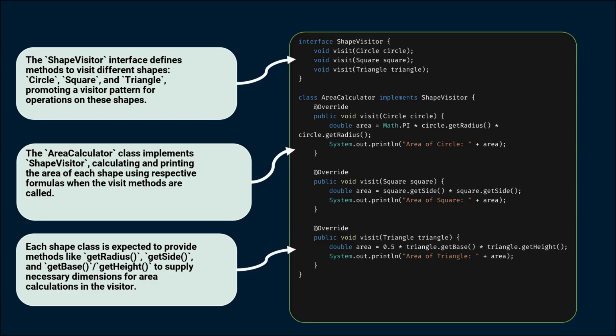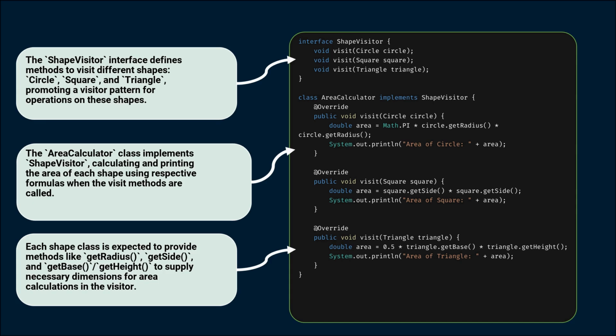Next, we will implement the area calculator class, which is a concrete visitor that performs area calculations for each shape. Within this class, we override the visit methods to define the logic for calculating areas. For the circle, we apply the formula π times r² using the circle's radius. For the square, it's simply the side length squared, while for the triangle, we use the formula 0.5 times base times height.